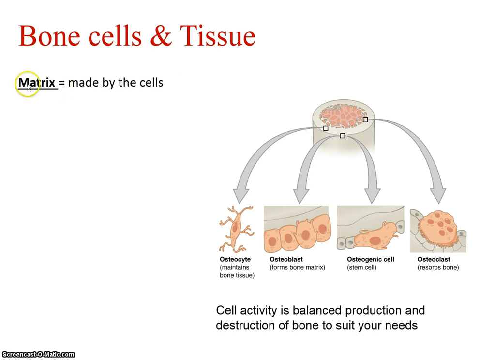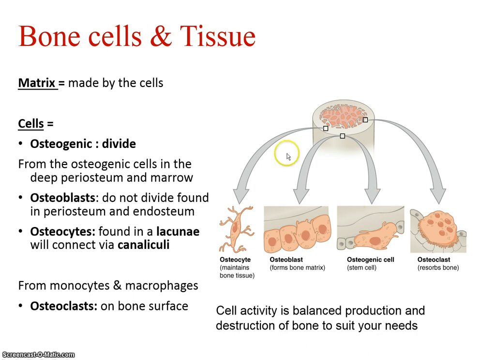So matrix, again, like this is a connective tissue, so the matrix is made by the cells, and the blasts are the ones that do this, right? The osteogenic cells divide and produce the different cells in the deep periosteum and the marrow. We were looking previously at the endosteum on a previous slide, but they are also found just beneath the periosteum, so on the very inside and outside, right? Osteoblasts don't divide on their own and are found in the periosteum and some in the endosteum. Osteocytes are found pretty much in these areas in between. So all this compact bone, because it's a maintainer, would be osteocytes.